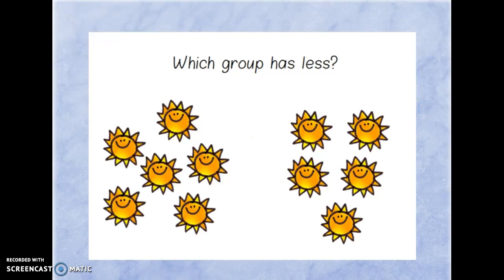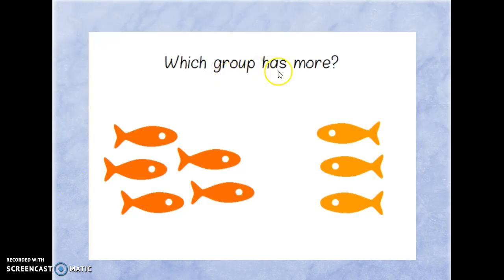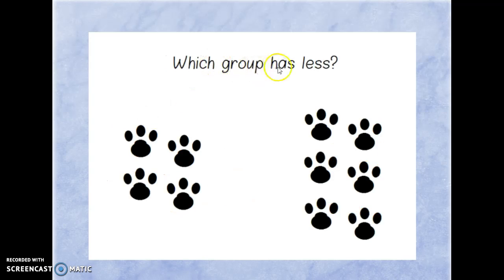Which group has more? 1, 2, 3, 4, 5, or 1, 2, 3. Which group has more? 5 or 3? Very good. 5. Which group has less? Be careful because each time our word changes, more or less. Let's count our paws. 1, 2, 3, 4, or 1, 2, 3, 4, 5, 6. Which group has less? 4 or 6? 4. Keep up the good work.